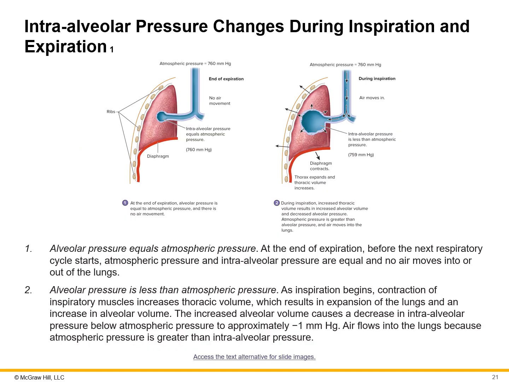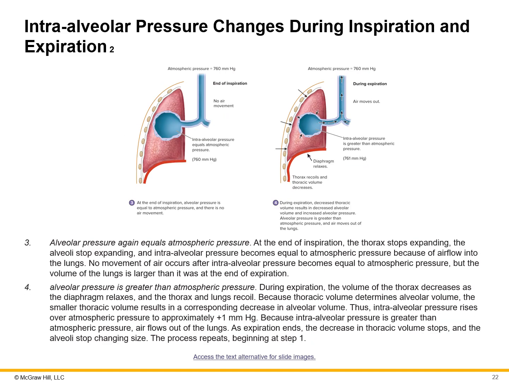Just to put some numbers, not numbers you would need to know, atmospheric barometric pressure is about 760 millimeters of mercury. And that's also what it is in the alveoli. Whenever they're equal, there's no air movement. Now during inspiration, the barometric pressure didn't change, but we have a decrease in the alveolar pressure because our volume increased. So now air is going to go from the high pressure to low pressure, and come into the lungs.